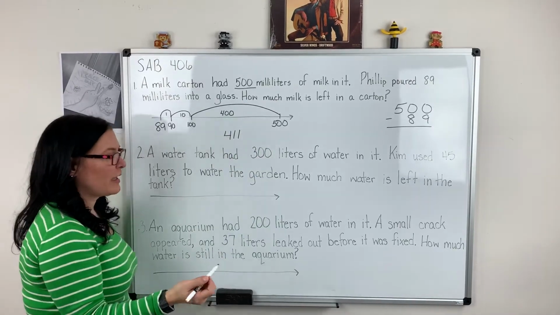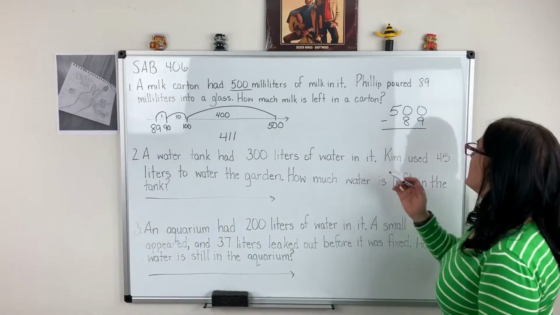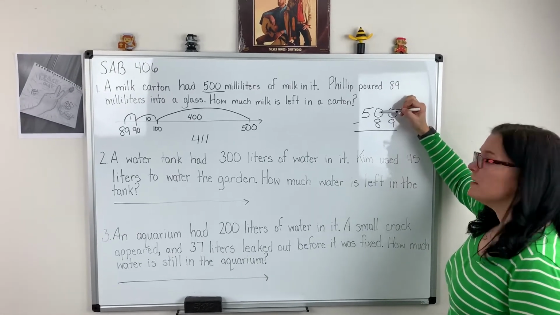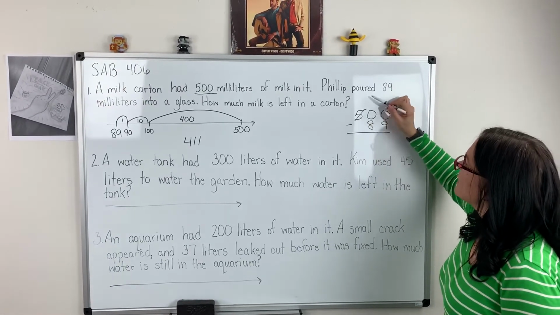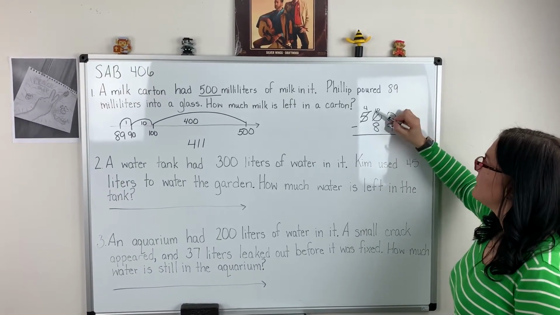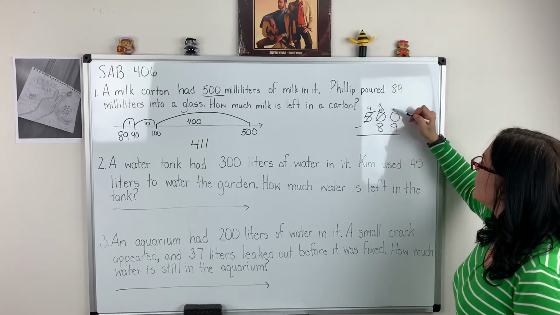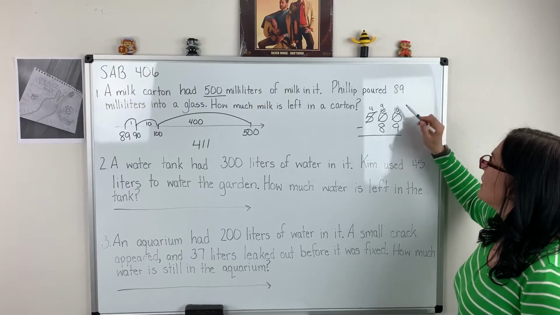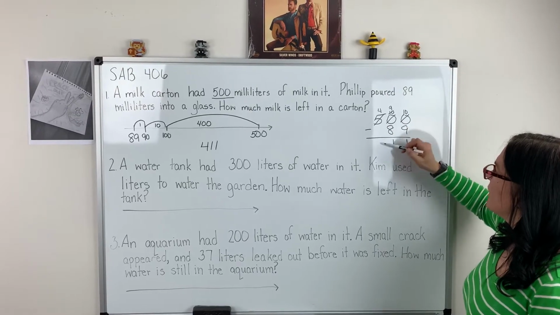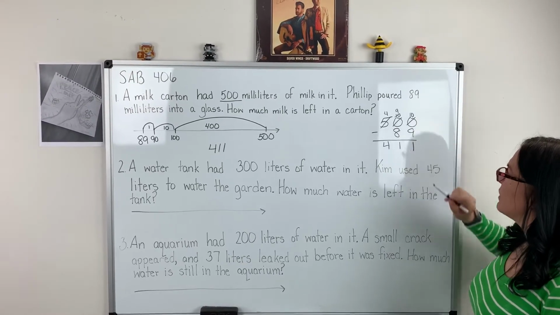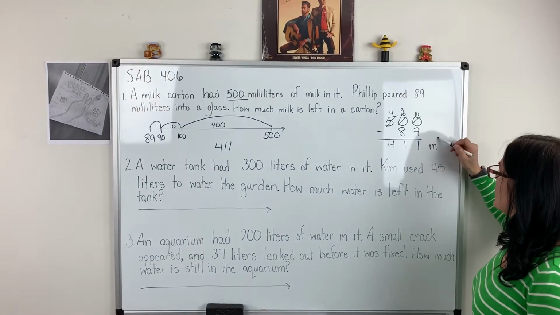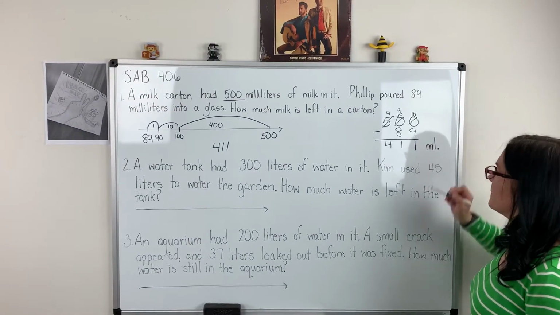Let's check our traditional algorithm, see if we get the same number. 0 minus 9 I can't do. I need to move to my tens. I have no tens. I need to take from my hundreds. Now I have 10 tens, so I can take a 10 and move it over to our ones. Now I have 10 minus 9 is 1. 9 minus 8 is 1. 4 minus 0 is 4. We're talking about milliliters. I'm going to do the abbreviation for milliliters, which is ml.